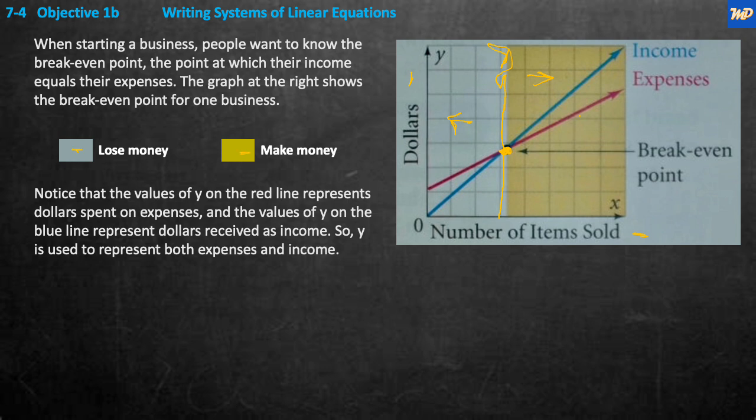Notice that the values of Y on the red line represent dollars spent on expenses, and the values of Y on the blue line represent dollars received as income. So Y is used to represent both expenses and income. It's a dual graph here.